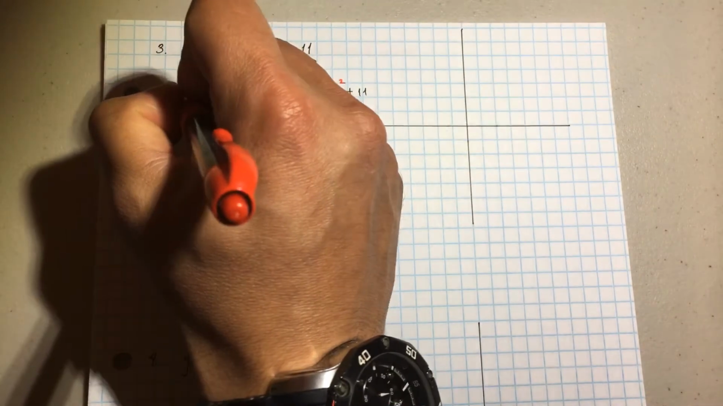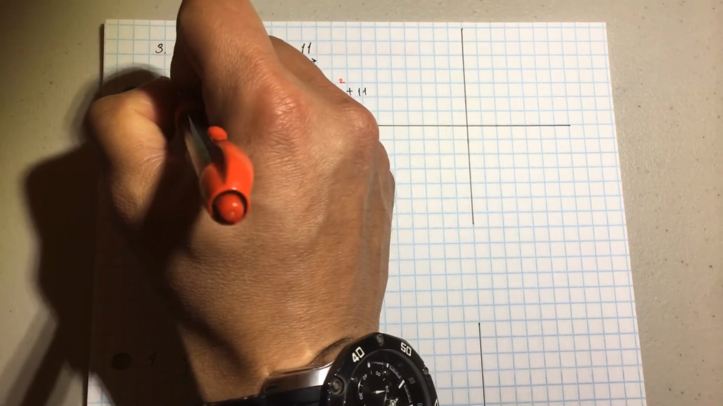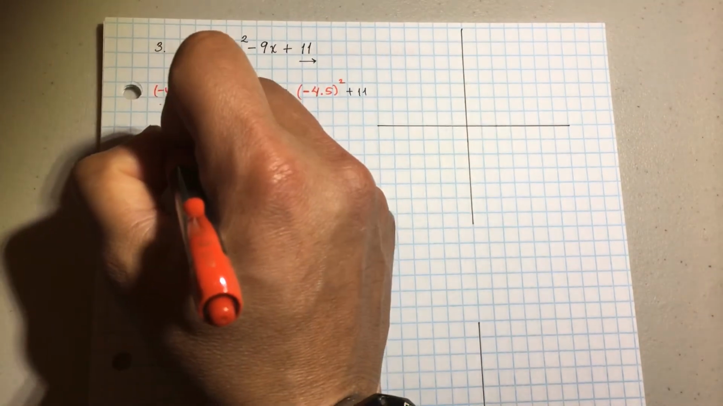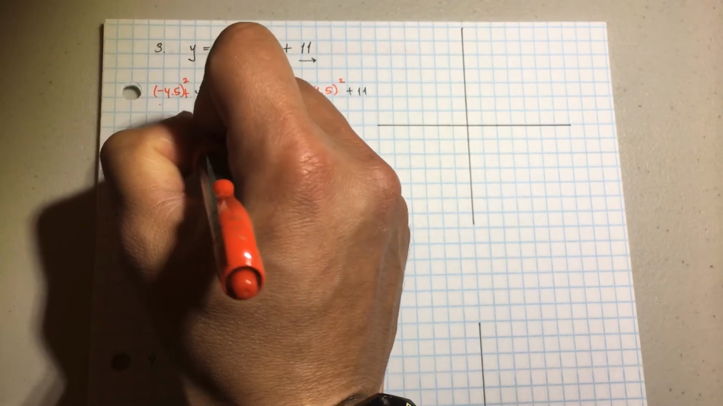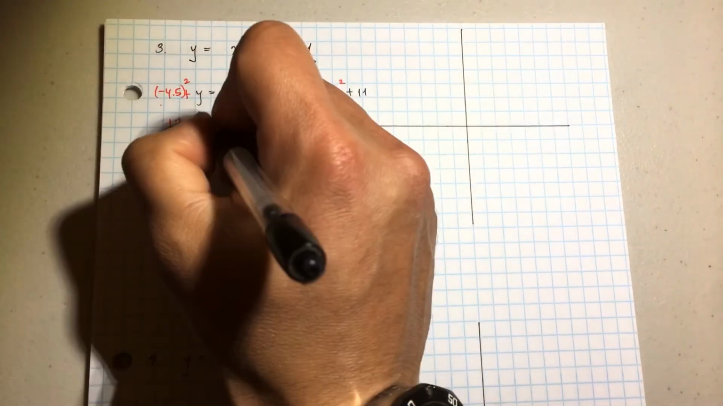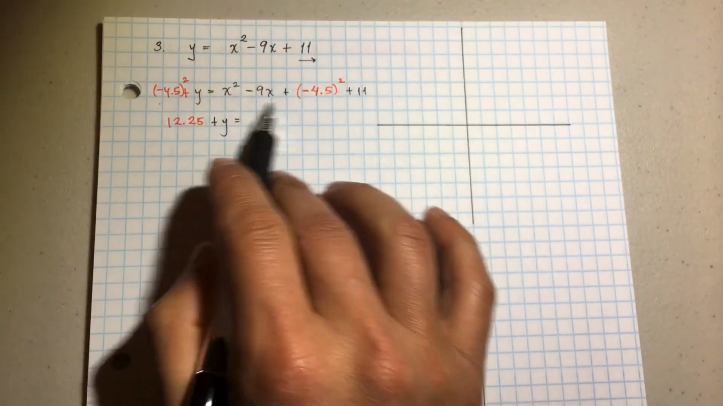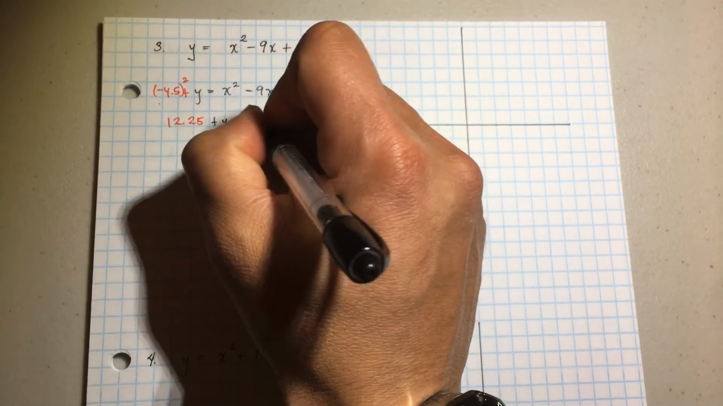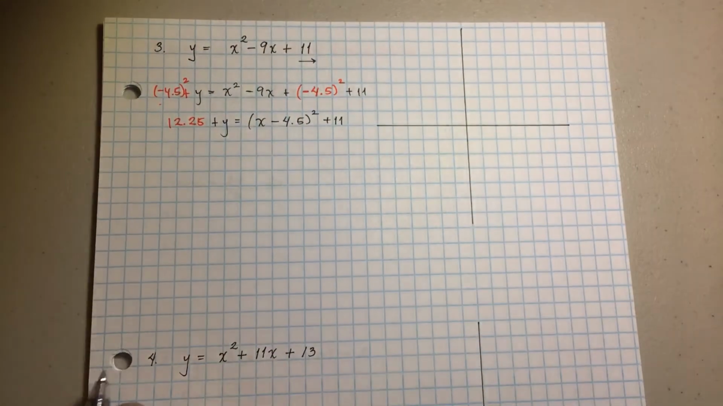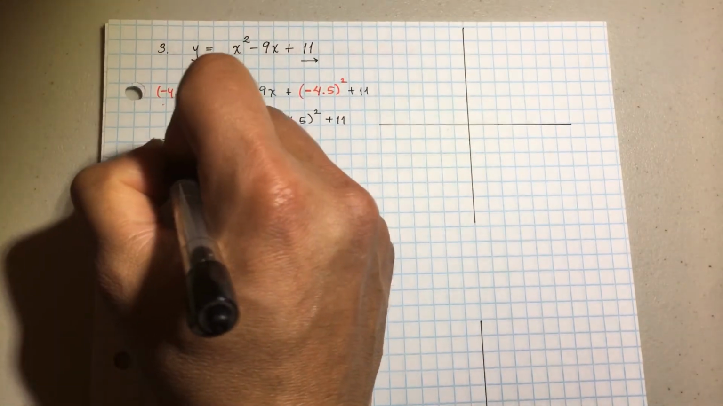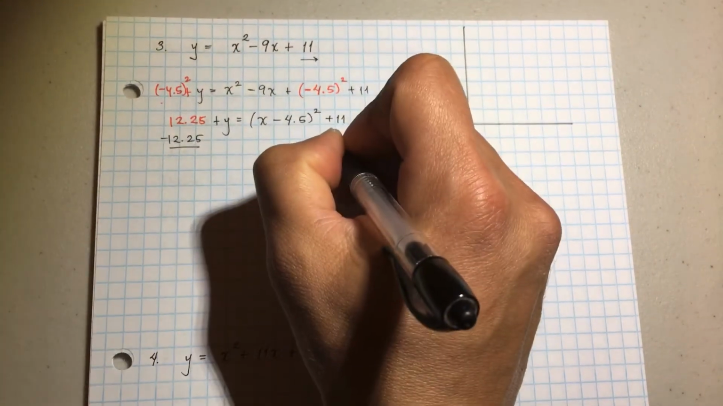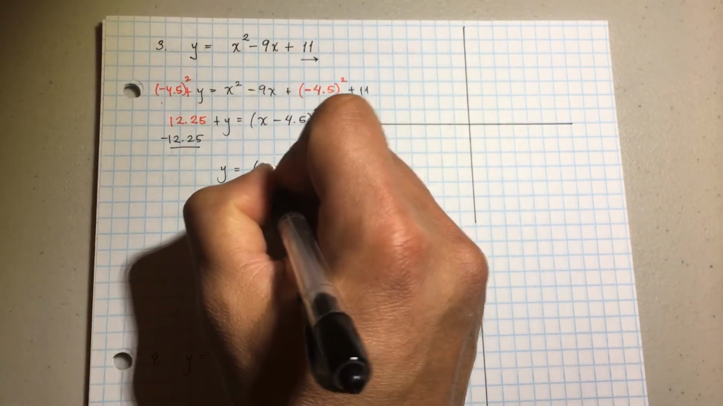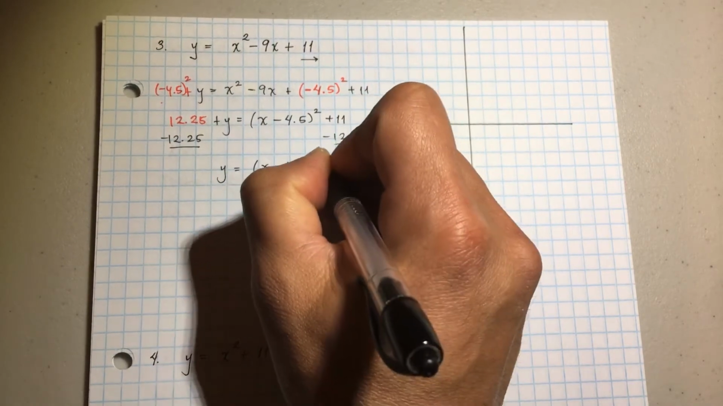Y está bien que sea decimal, no importa. Nomás acuérdense que tienen que agregar lo mismo a la parte izquierda. So now when you do this, you're going to get positivo 12.25. Okay. So now you're going to get plus y equals, ahora podemos factorizar esta acá. X menos 4.5 al cuadrado más 11. Ok. Entonces ahora vamos a restar menos 12.25. Igualmente acá 12.25 igual. Me queda y igual a x menos 4.5 al cuadrado.